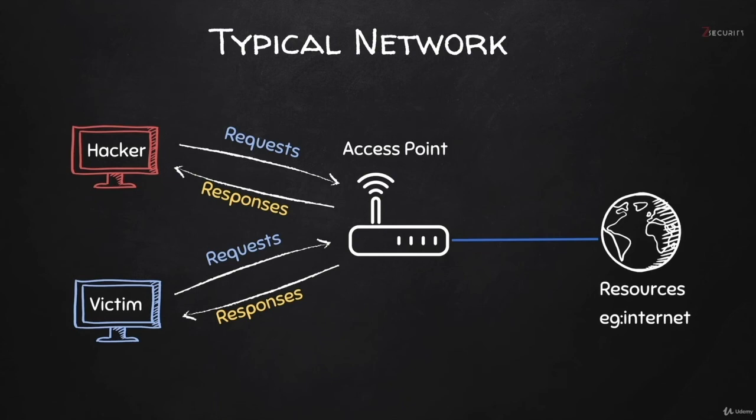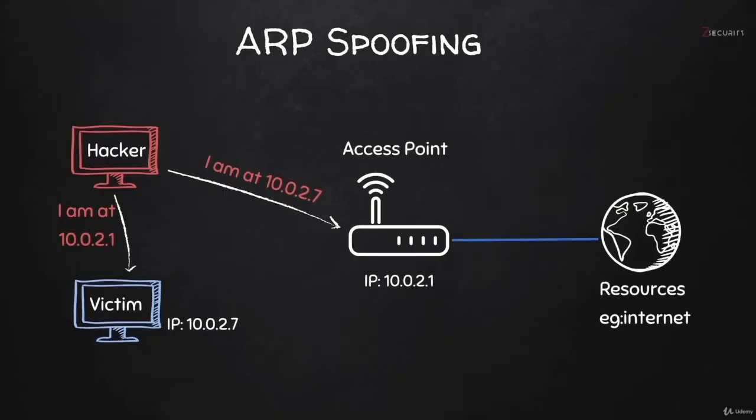Now what we can do is exploit the ARP protocol and send two ARP responses, one to the gateway and one to the victim. We're going to tell the gateway that I am at the IP of the victim, so the access point will update its ARP table and it will associate the IP of the target with my MAC address.